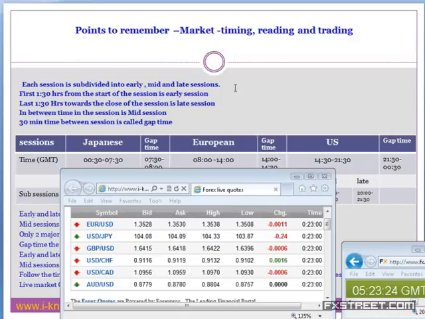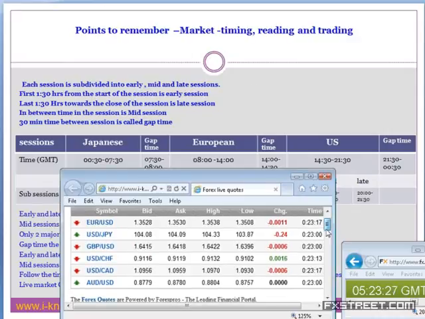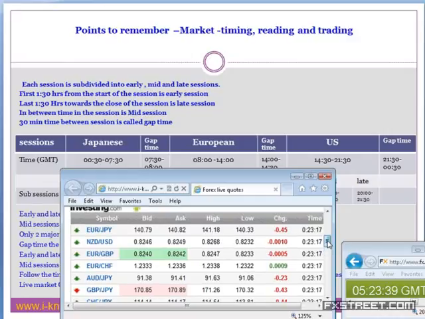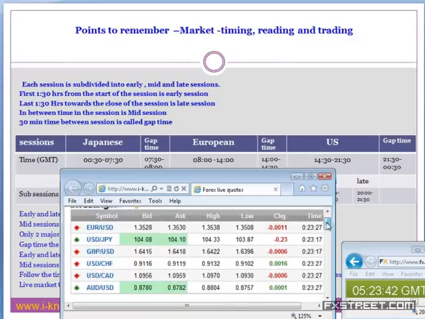Then Euro Yen. So Euro Yen, a small pullback to about 140.95 or 141 level, one can short, and then it will start dropping, and probably you could come to about 139.80, etc.